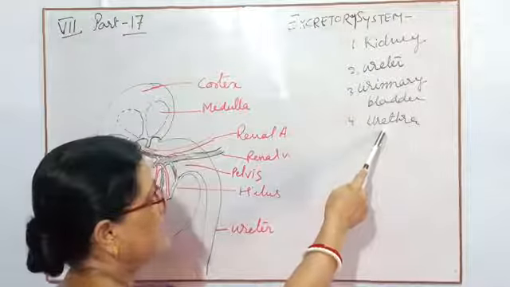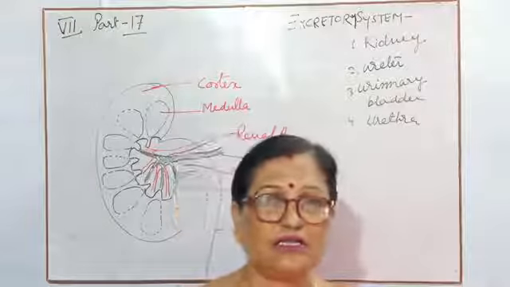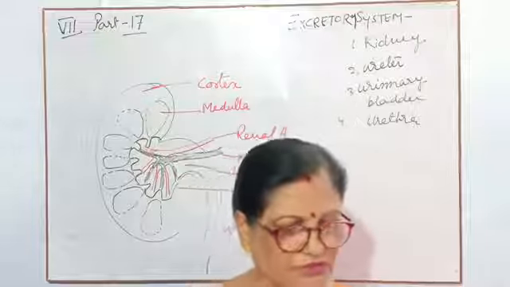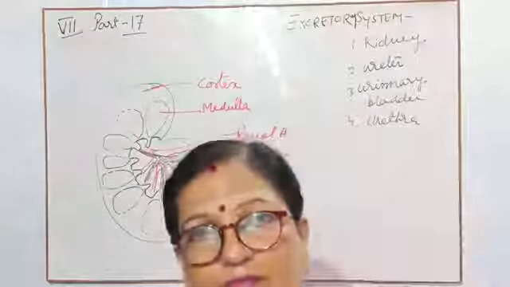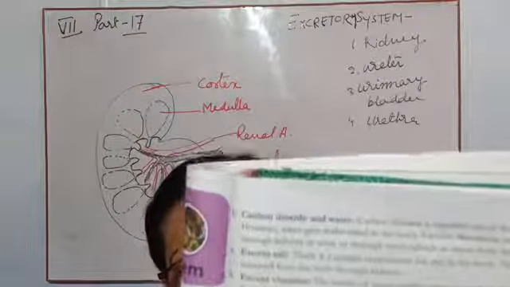And the last point is the urethra. Through the urethra, urine comes out from the human body. So children, I want to show you this picture. I think you can understand in your page, that is the excretory system.